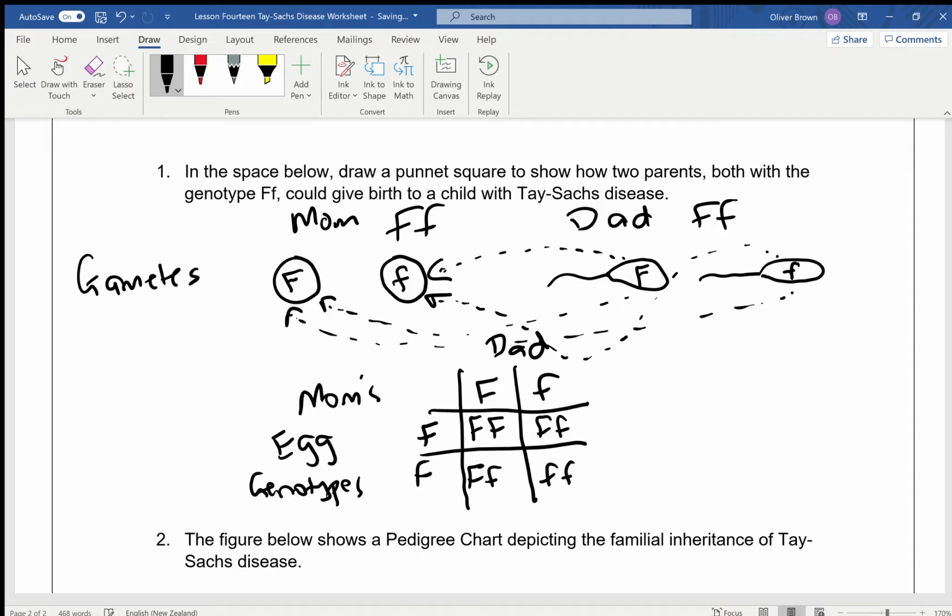Okay. And so what is the probability? I know that's not the question, but it's something you should be thinking about. What is the probability that they give birth to a child with Tay-Sachs disease? Well, there's a 1 in 4 chance that they give birth to a child with Tay-Sachs disease, or 25%. If you've got any questions about this, there'll be a discussion forum set up. You can comment your questions there.